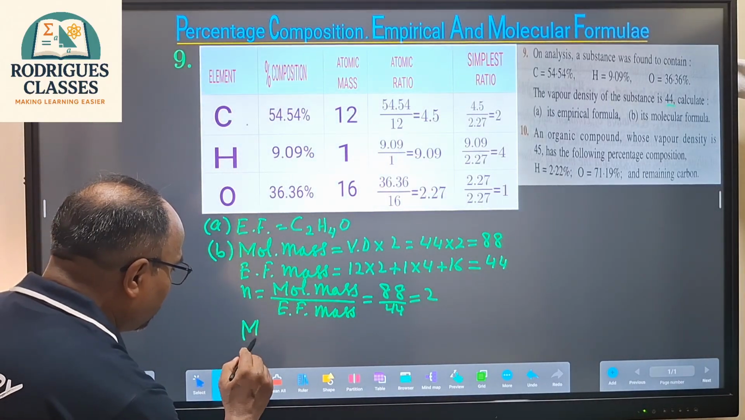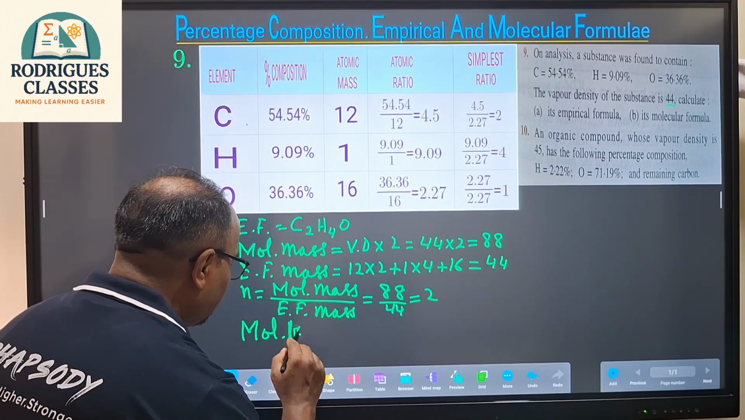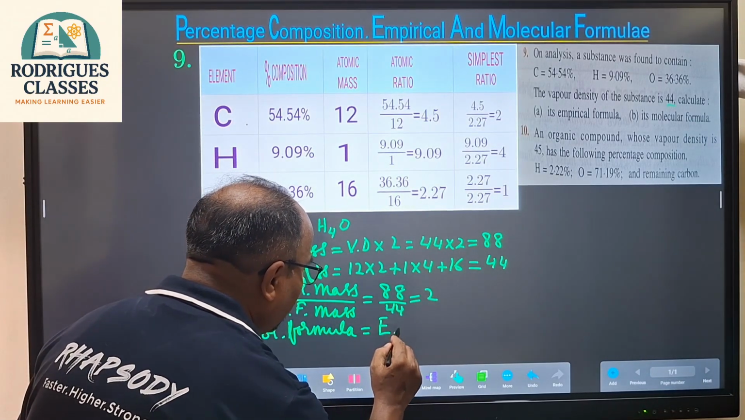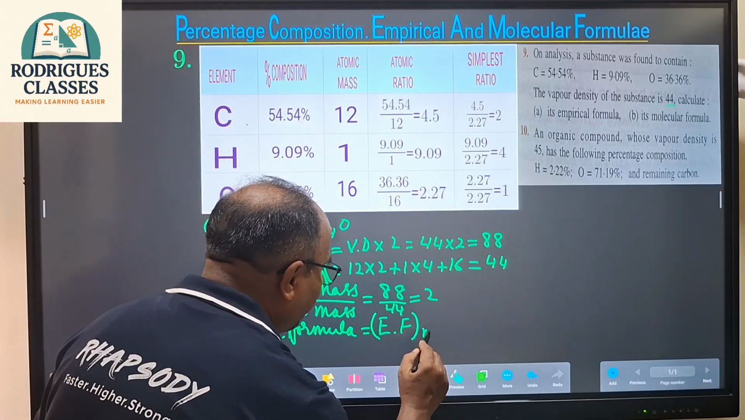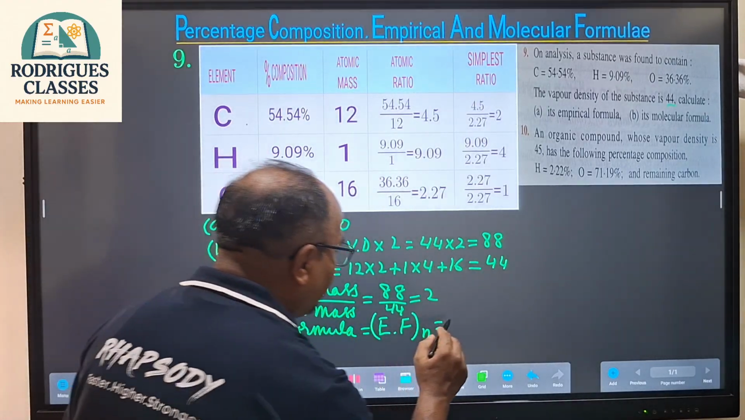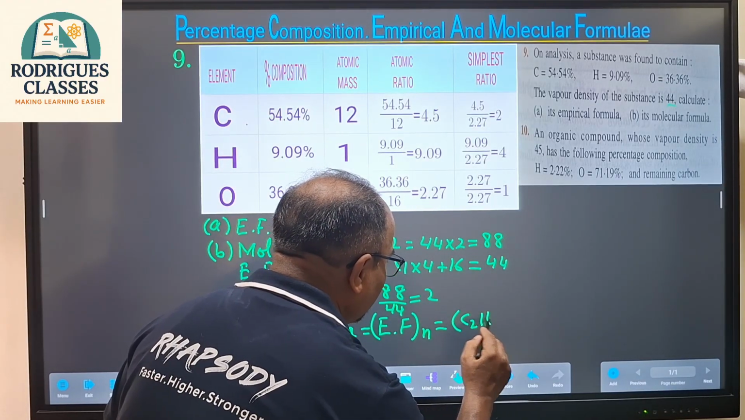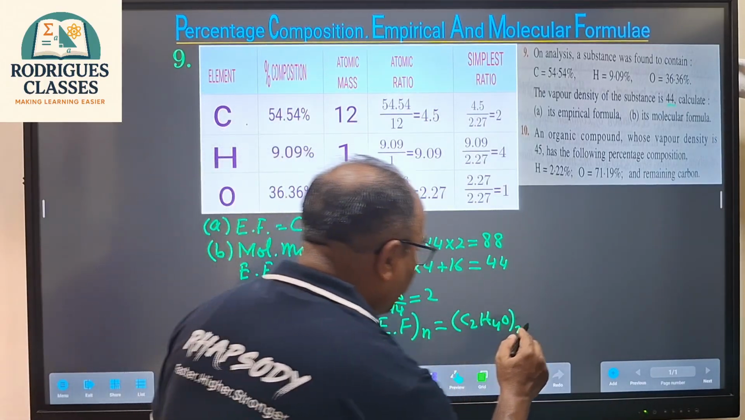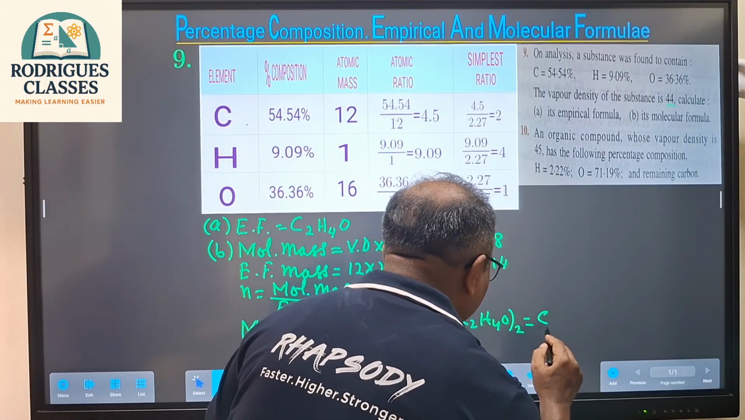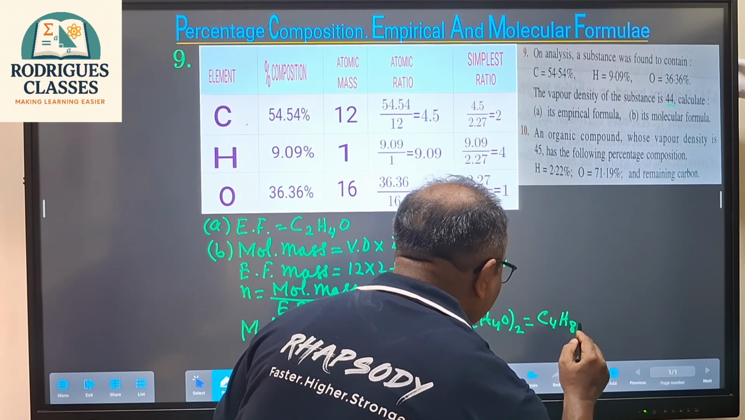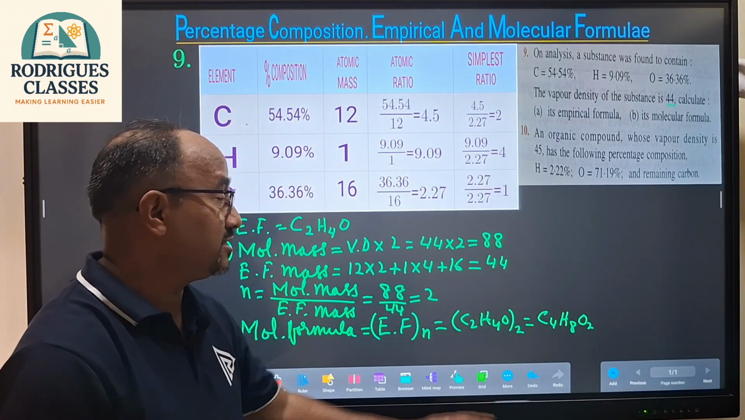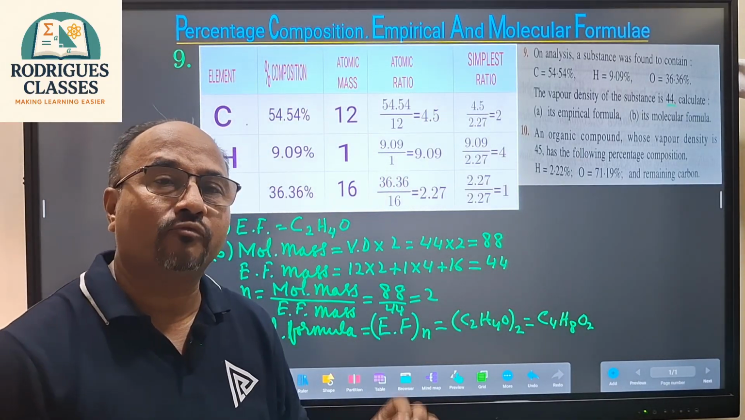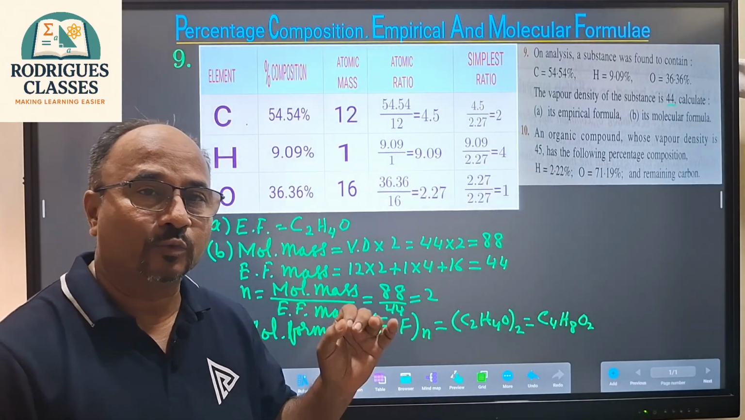So now we come to the molecular formula, which is the empirical formula multiplied with n, which in this case is 2. So we have here the empirical formula as C2H4O and now 2 here. So we will multiply all of them with 2 and we get C4H8O2. So this is your molecular formula. So this way this sum is solved, where you had to find the empirical formula as well as the molecular formula.